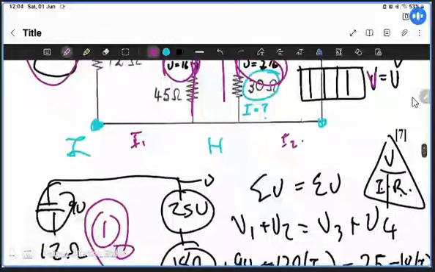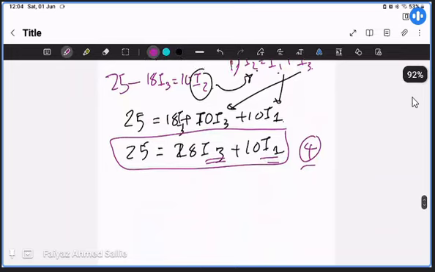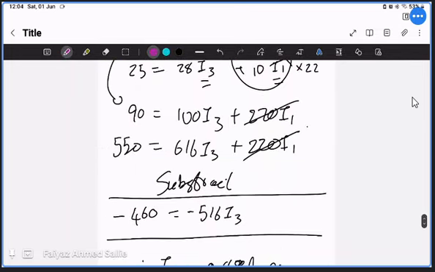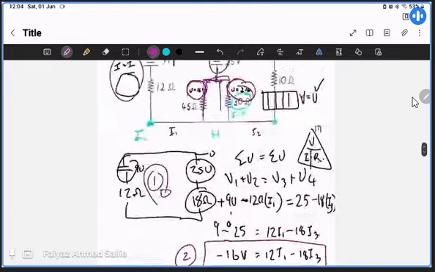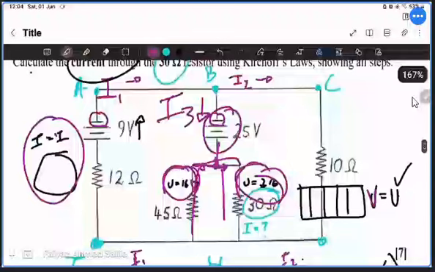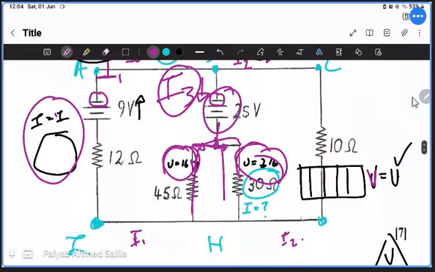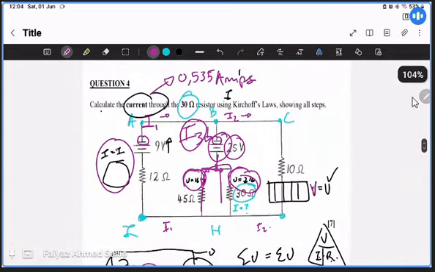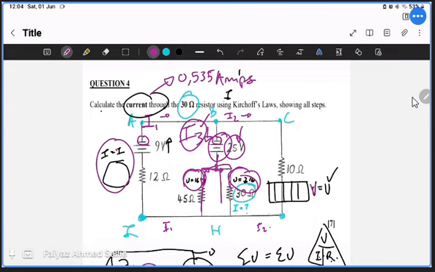So to calculate the 16, we have to first find I3. This is our I3, right? And this is our voltage. So we have this and we have that, right? Sorry, wrong analogy.